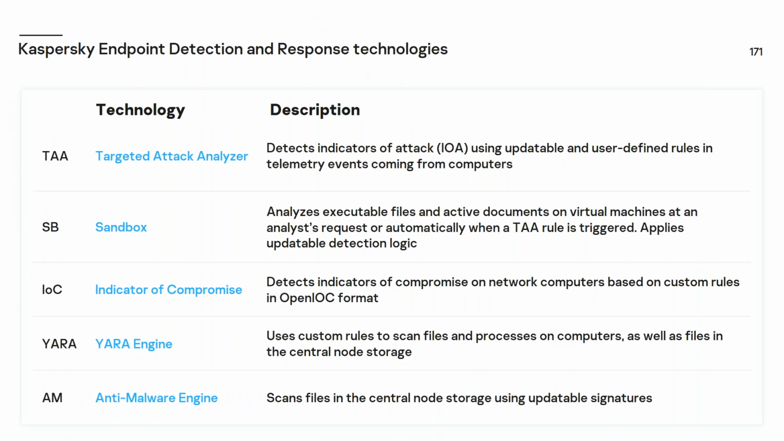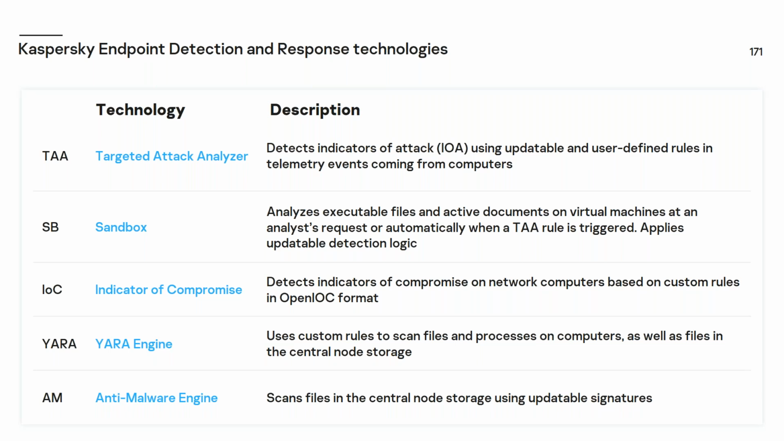For example, the TAA, which is the Targeted Attack Analyzer. Now, the Targeted Attack Analyzer helps us to identify and detect things that are known as IOAs, or indicators of attack. Now, indicators of attack are basically a full list that's compiled by things like the MITRE ATT&CK matrix to identify a variety of different attack methods, methodologies, techniques, and procedures that have historically been used by cyber criminals to infiltrate systems.